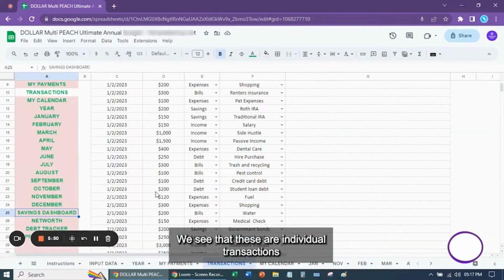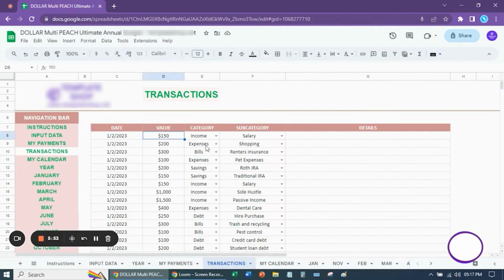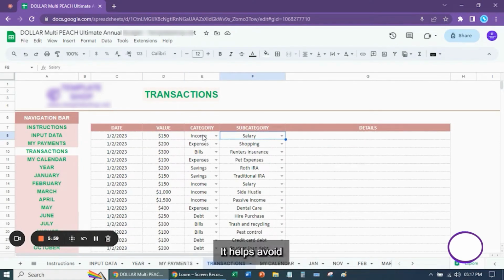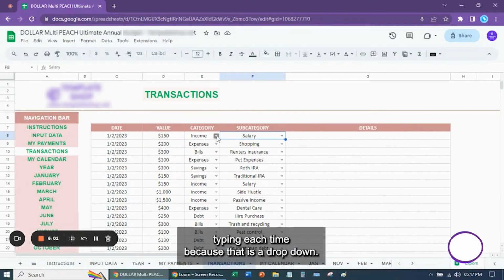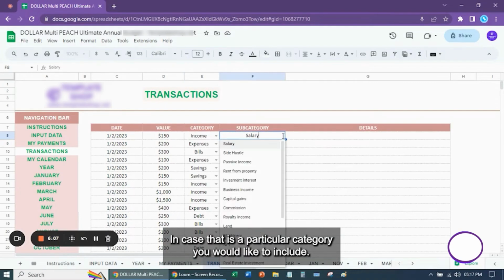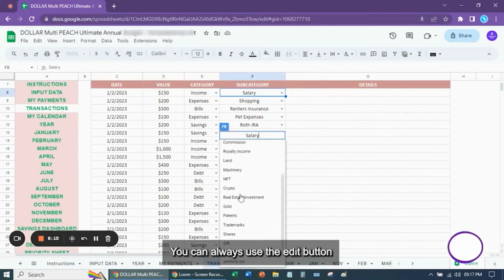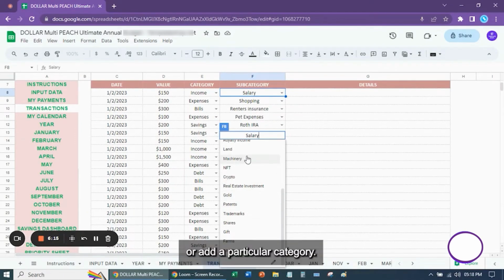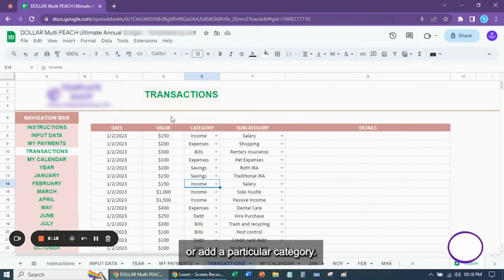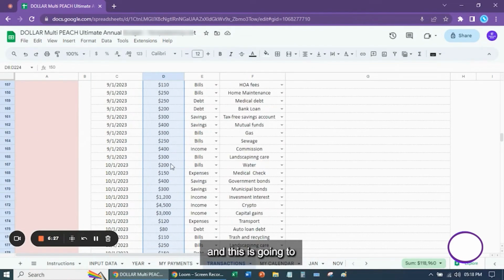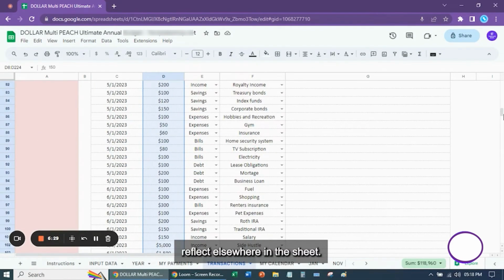Moving on, we see that these are individual transactions under various categories and subcategories. It helps avoid typing each time because there is a drop down. In case there is a particular category you would like to include, you can always use the edit button to change or edit or add a particular category. The value of the transactions here amounts to $118,000, and this is going to reflect elsewhere in the sheet.